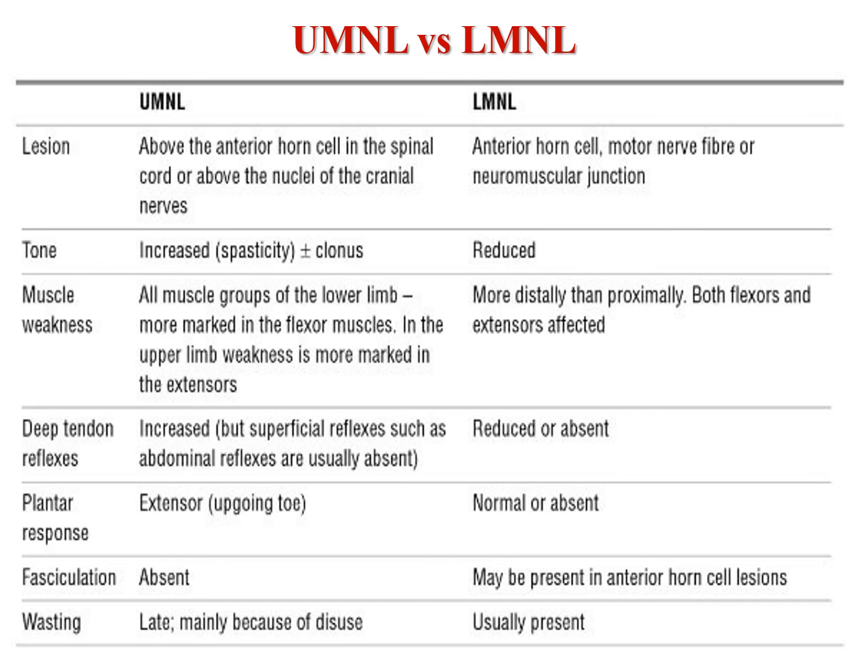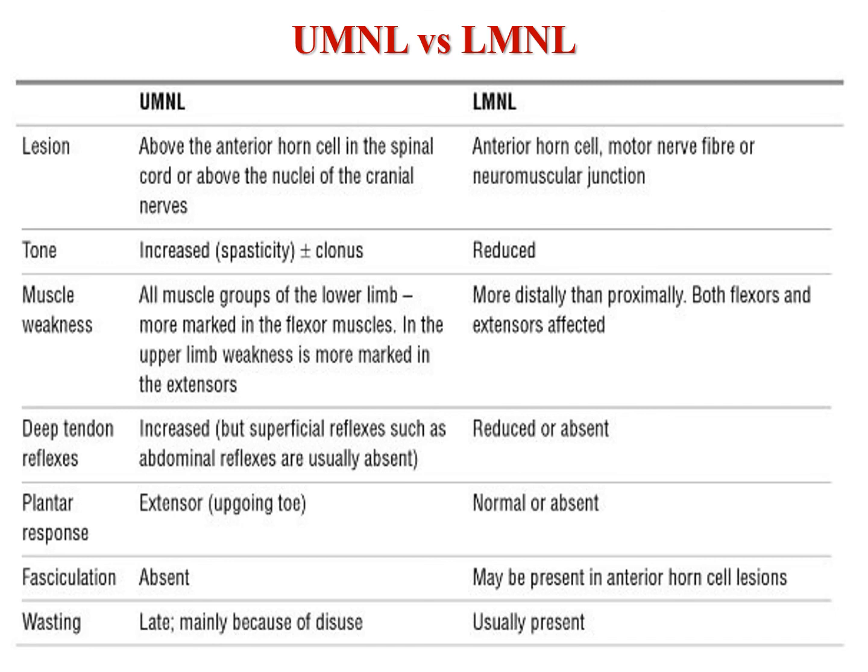The next point of difference between the two is presence of muscle weakness. In an upper motor neuron lesion involving the lower limb muscles, the weakness is more marked in the flexor group of muscles, while in the upper limb the weakness is more marked in the extensor group of muscles. While in the lower motor neuron type, the weakness affects both flexors and extensors, and the distal muscles are more affected than the proximal ones.